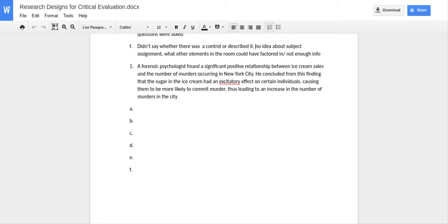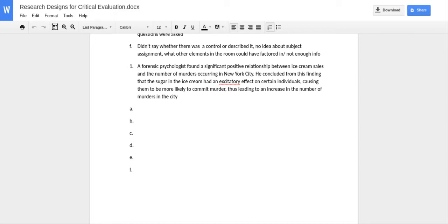So number 1 says, a forensic psychologist found a significant positive relationship, that might be a hint here, between ice cream sales and the number of murders occurring in New York City. He concluded from this finding that the sugar in the ice cream had some sort of excitatory effect on individuals, maybe hyped them up, causing them to be more likely to commit murder, thus leading to an increase in the number of murders in the city.